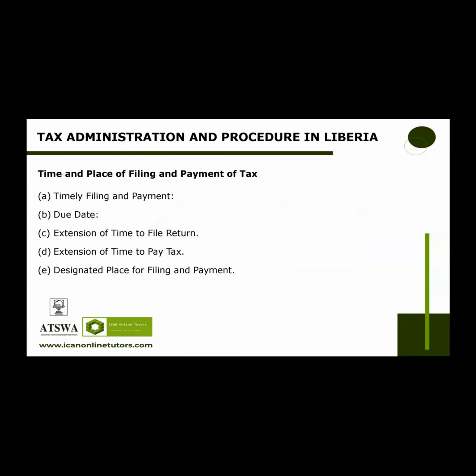We have tax administration and procedure in Liberia. In the Republic of Liberia, the following are the procedure for filing and payment of tax in Liberia. Time and place of filing and payment of tax. Yes, we have timely filing and payments. A taxpayer's return is considered to have been timely filed if it is received at the taxpayer's designated place for filing by the due date, and any accompanying payment is considered to have been timely made. Are we together? That's for timely filing and payments.